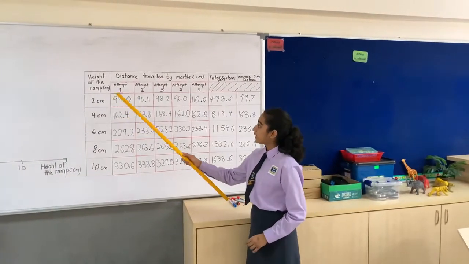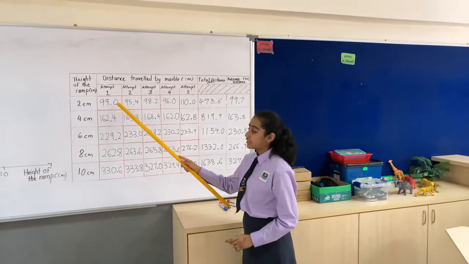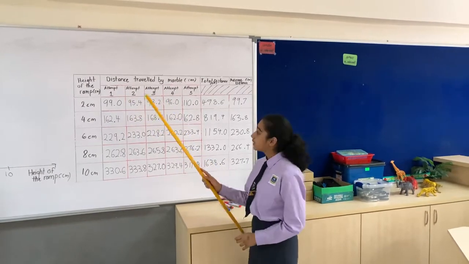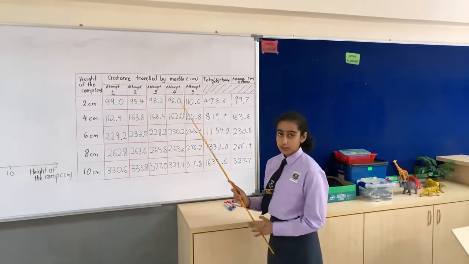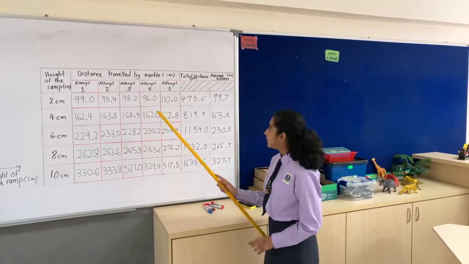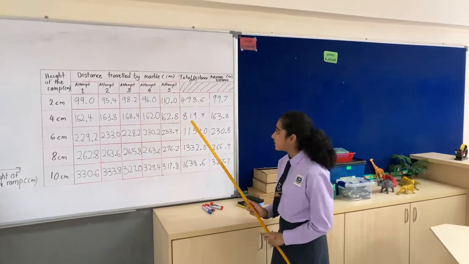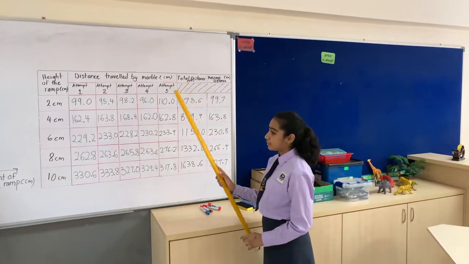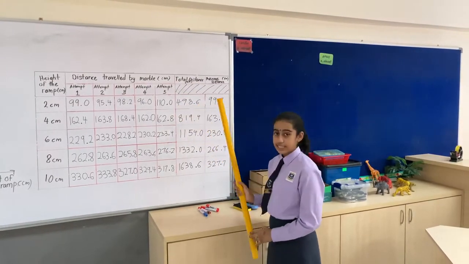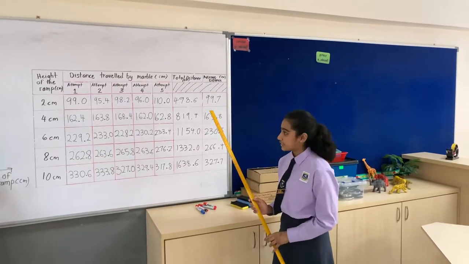At 2 cm height, attempt 1, the distance traveled by the marble is 99.0 cm. Attempt 2, 95.4 cm. Attempt 3, 98.2 cm. Attempt 4, 96.0 cm. Lastly, attempt 5, 110.0 centimeters. The total distance the marble travels is 498.6 centimeters and the average distance is 99.7 centimeters.